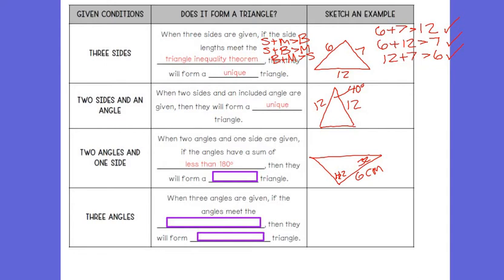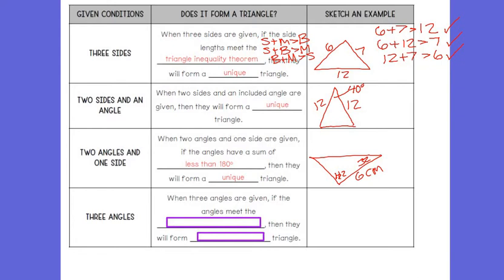Why would two angles add up to less than 180? How many angles are in a triangle? 3. And 3 angles of a triangle add up to what? 180. So why does 2 angles have to add up to less than 180? So the third angle could exist, if I needed some angle left over to make the third angle. So if the 2 angles add up to less than 180, it will make a unique triangle.